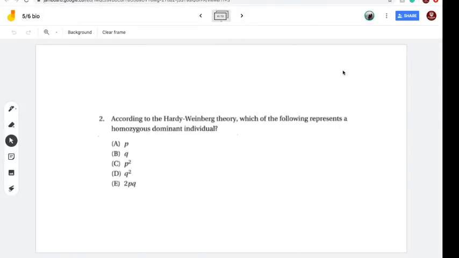Next question. According to the Hardy-Weinberg theory, which of the following represents a homozygous dominant individual? I'll give you guys a couple of seconds to look at this. So in the Hardy-Weinberg theory, or the equation, the dominant allele is represented by P. So P is the dominant allele. And P squared is homozygous dominant.